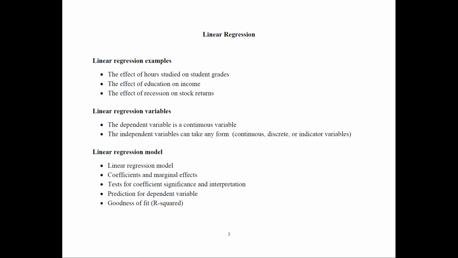First of all, we will talk about the models, then about the coefficients and marginal effects, and we will interpret them. We will also talk about tests for coefficient significance, including the t-test for one coefficient significance and F-test for joint or overall significance. We will talk about how to do predictions of the dependent variable, and we will conclude with goodness of fit, or the R-squared and adjusted R-squared. So this is the plain vanilla ordinary least squares (OLS) model that everyone should know about.